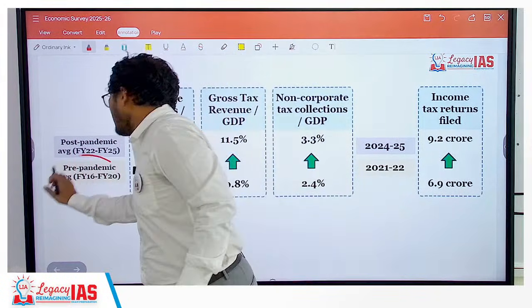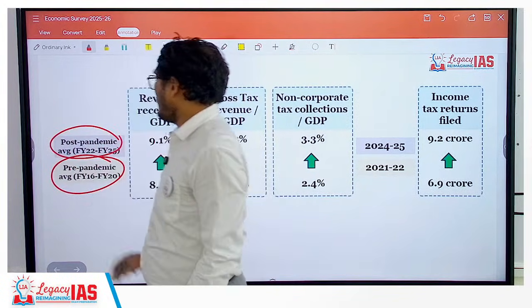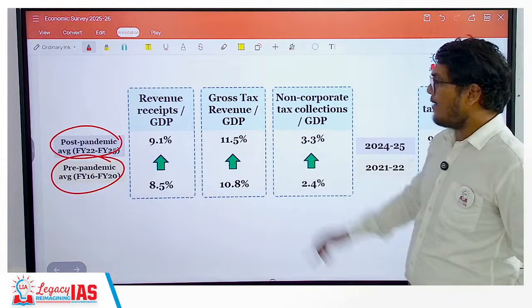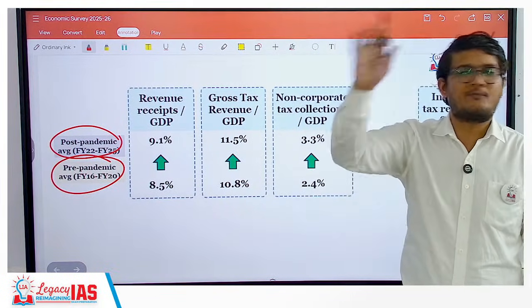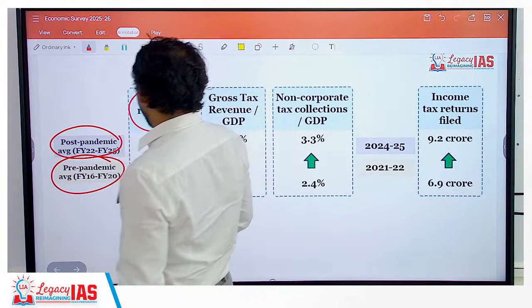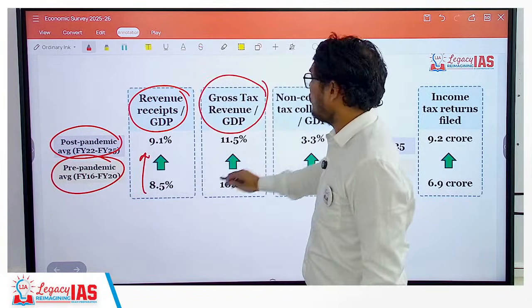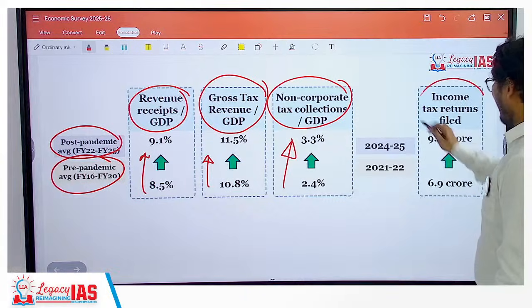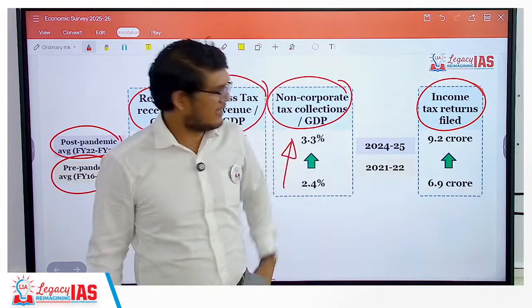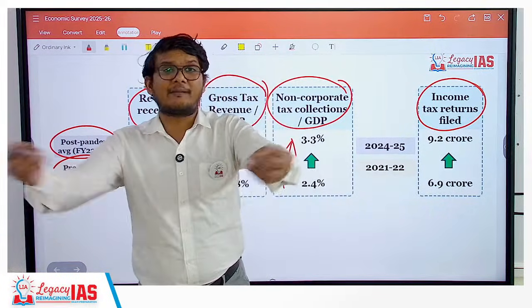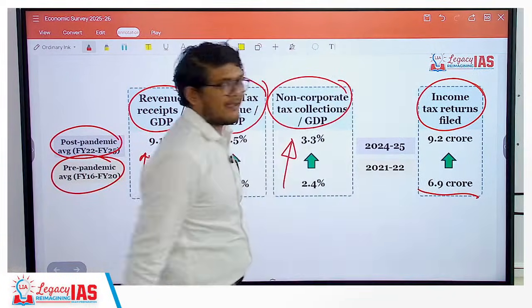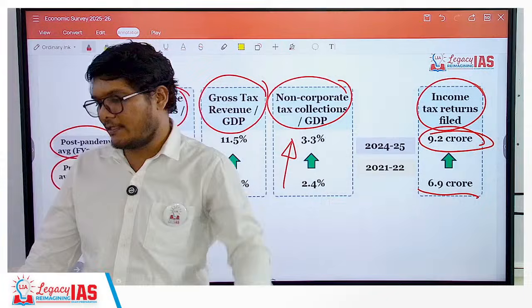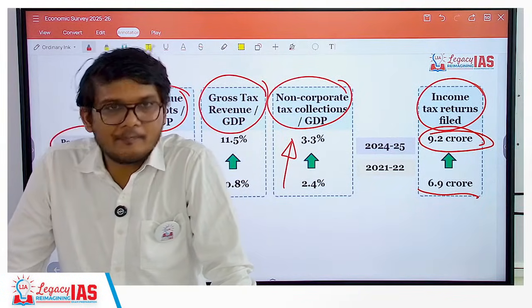So you have the pre-pandemic average and the post-pandemic. Pre-pandemic 2016 to 20, post-pandemic 2022 to 2025. If you have a look at this, every good thing has basically increased. The revenue receipt has increased. The gross tax revenue has increased. The non-corporate tax collected has increased. The income tax returns filed have also increased. That means the direct tax base has increased. Pre-pandemic 6.9 crore people were filing for taxes. Now there are 9.2 crore people filing for taxes. So that's a huge increase in the direct tax base that we are talking about.